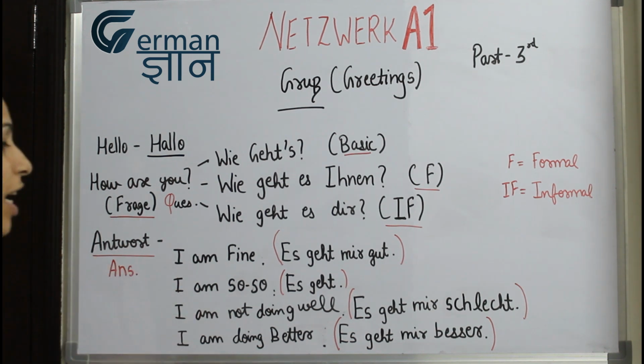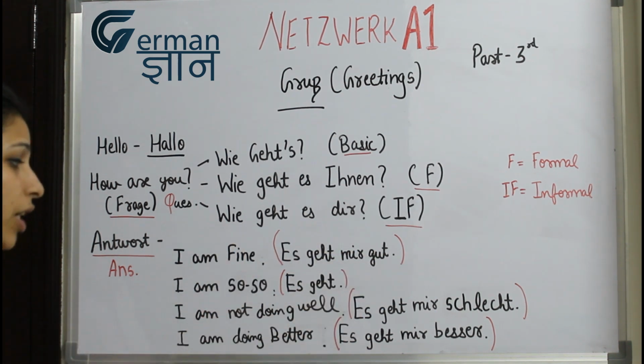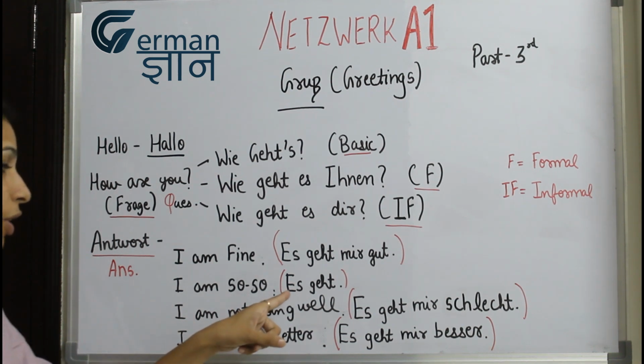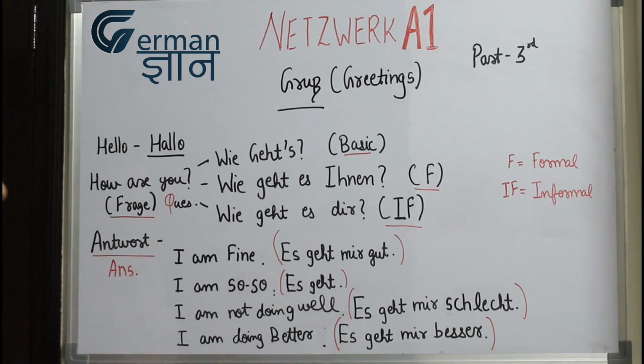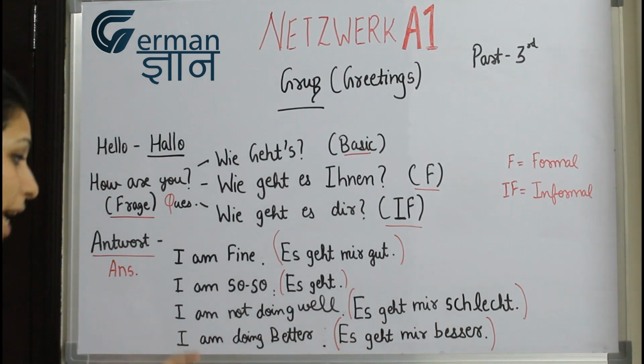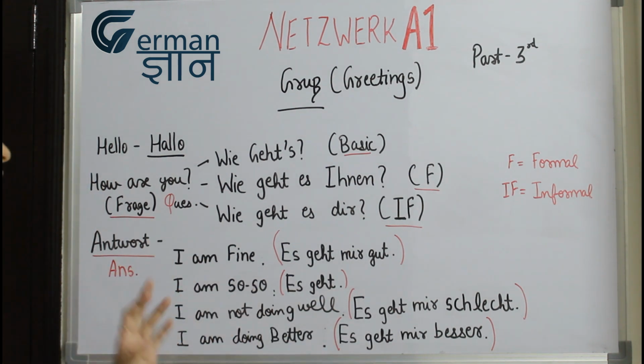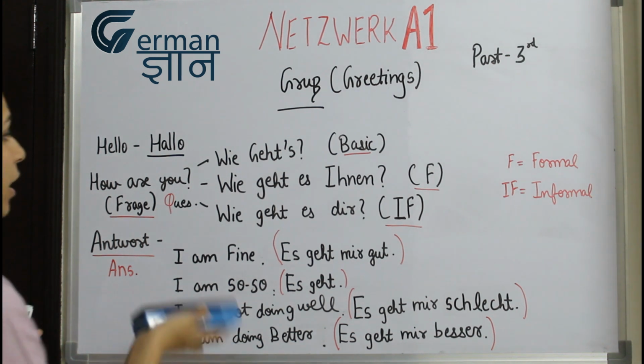Another one is I am not feeling well, or I am doing okay. So we only say es geht. Es geht mir gut is I am fine or I am good. If you have to say I am so-so, not a good day, you just say es geht. If you are saying that I am not doing well, then you can say es geht mir schlecht. If you have to say I am doing better, you can say es geht mir besser. Fine? Is that clear? So now let me teach you more.